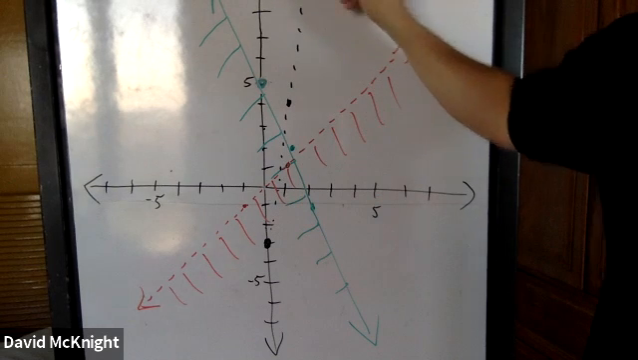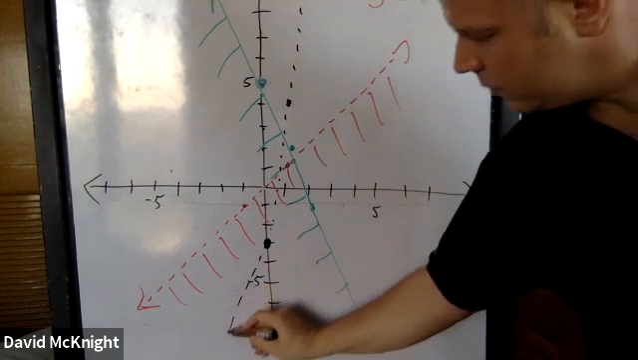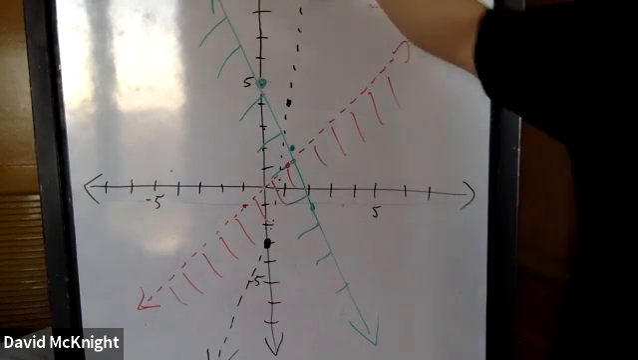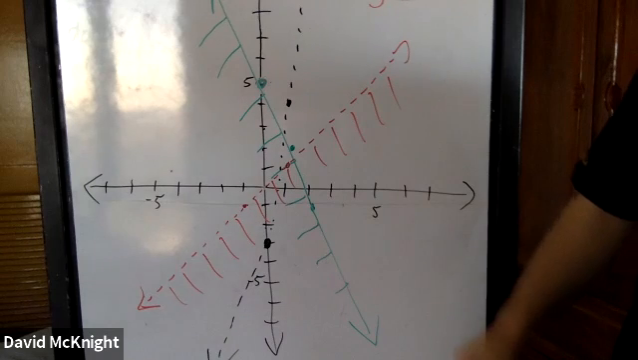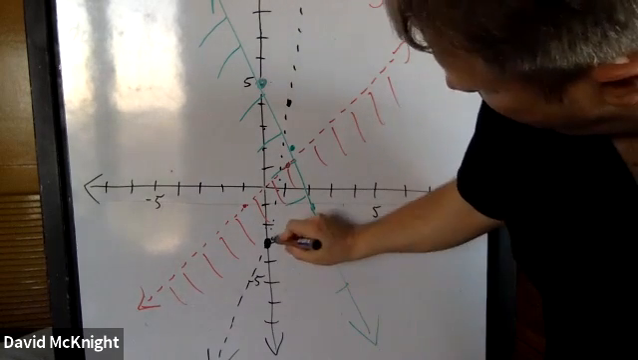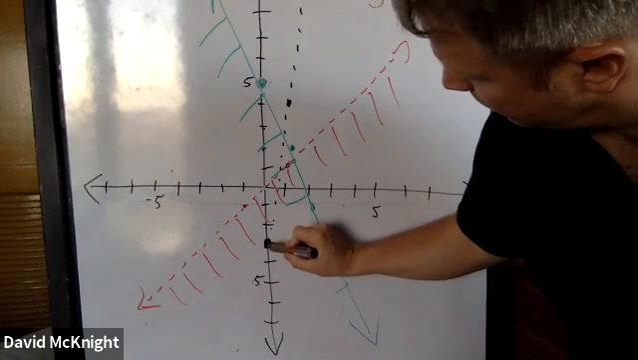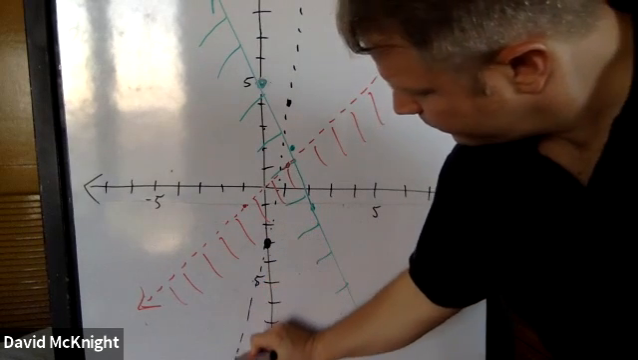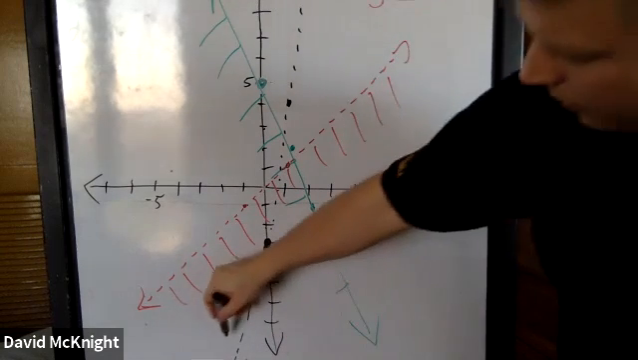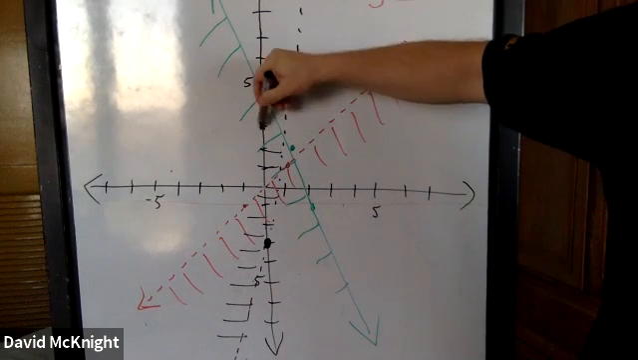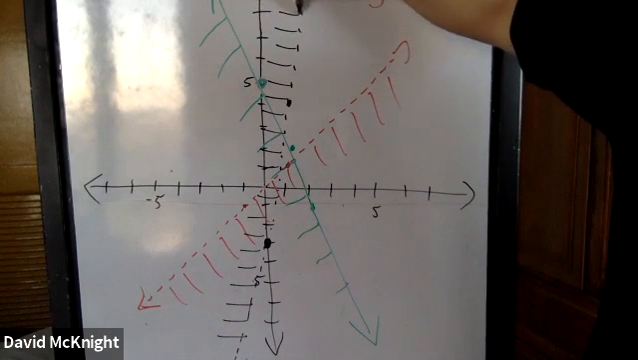Quite steep, actually. And then when we go to shade that, it's going to be greater than. So we are going to be shading above the line. That doesn't look very much like a slope of 7. We're going to shade above. This one's a little bit harder to see.